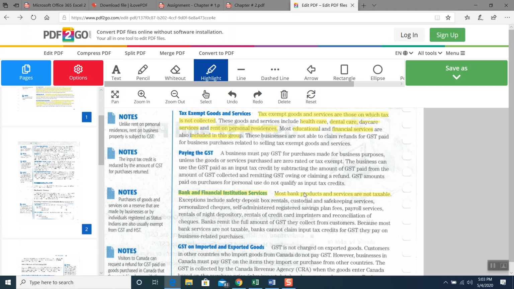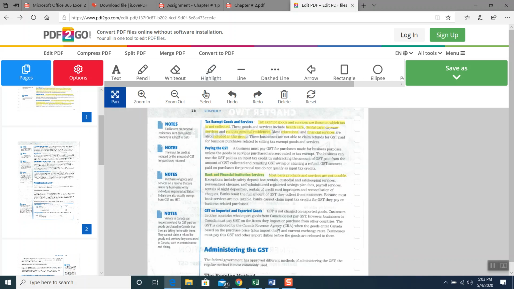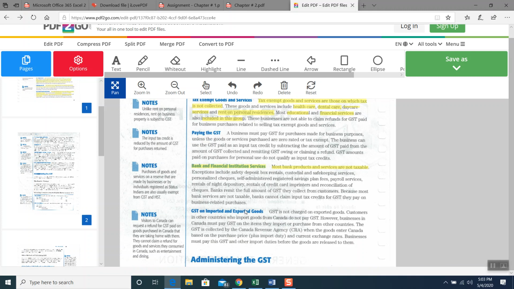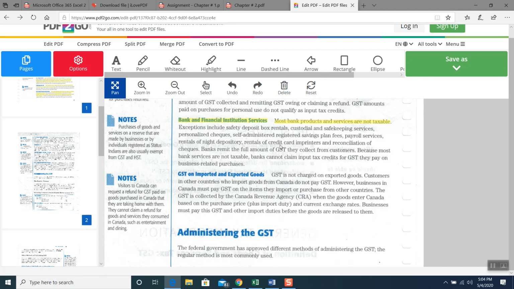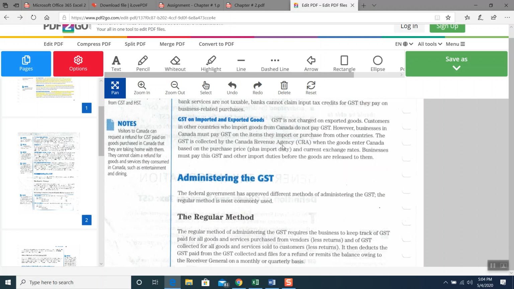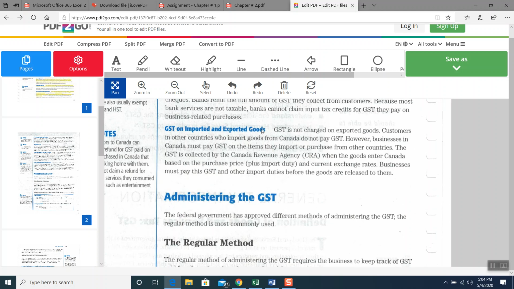Next one is called the GST on imported goods and exported goods. Again, we already know what is the difference between imported goods or exported goods. Export means they are leaving the port. Import, it is coming into the country. So let's talk about this now and find out what is exported and imported goods and which can be taxable, which is not taxable. So let's take a look at it.